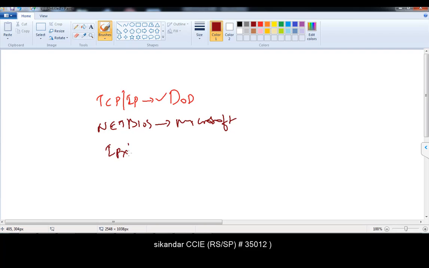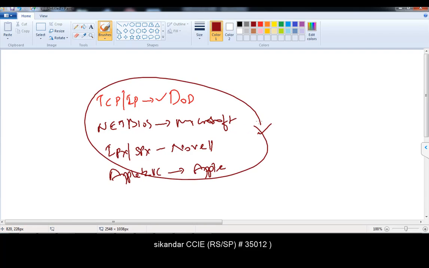And we have IPX/SPX protocols, developed by Novell for the Novell network operating systems. And then we have AppleTalk protocols, which were developed by Apple and used in different Apple machines. So just to say, there are a few protocols. Apart from this, there's a big list of protocols.